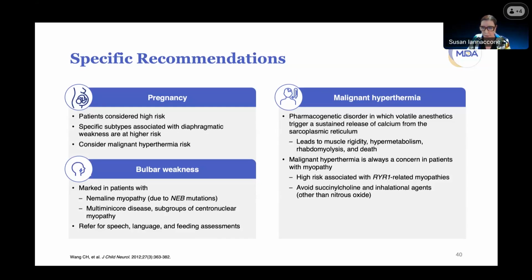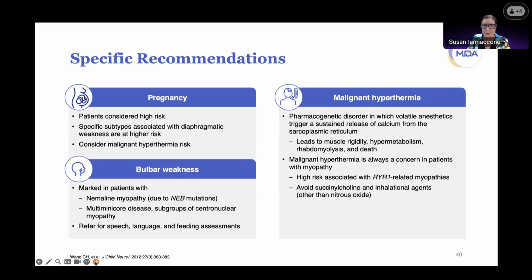We've talked about feeding and speech. We have a handout for our patients that talks about malignant hyperthermia, what it is, how to prevent it and how to manage it, how to have a conversation with your anesthesiologist about this risk. And in some cases, in most cases, we recommend that patients have some kind of alert on their phone or a tag that indicates that they are at high risk for MH in case they're in an accident.